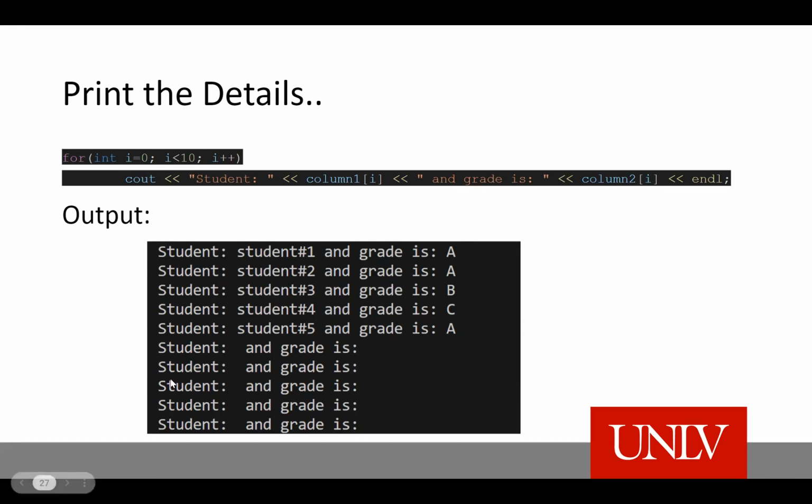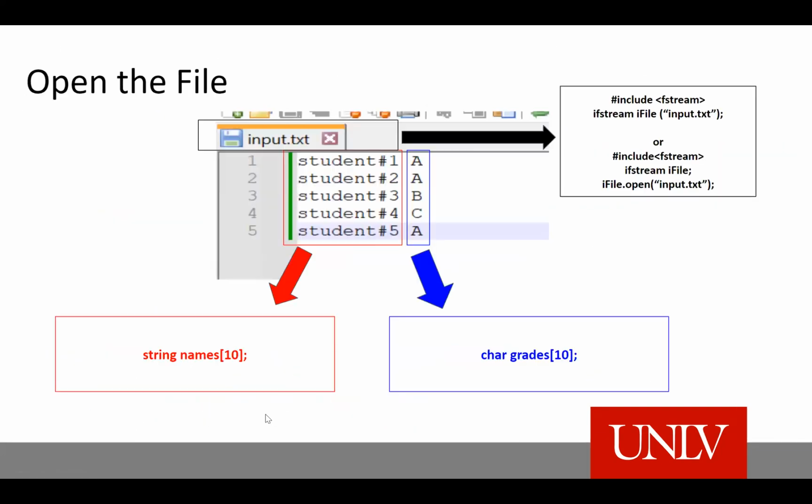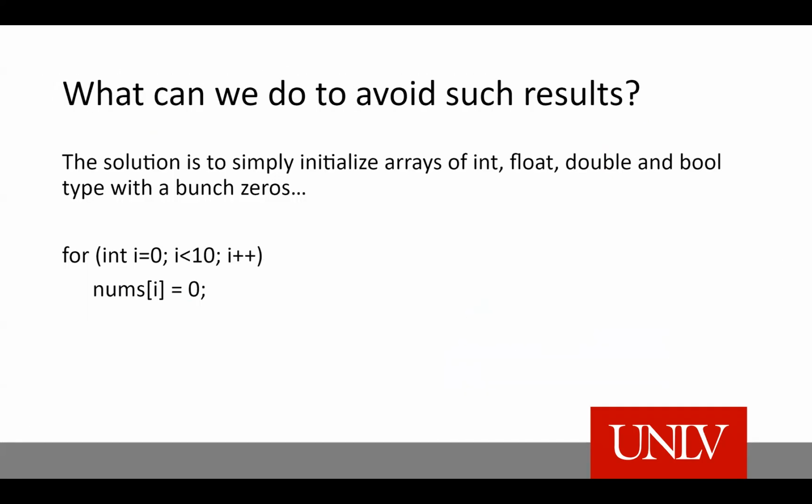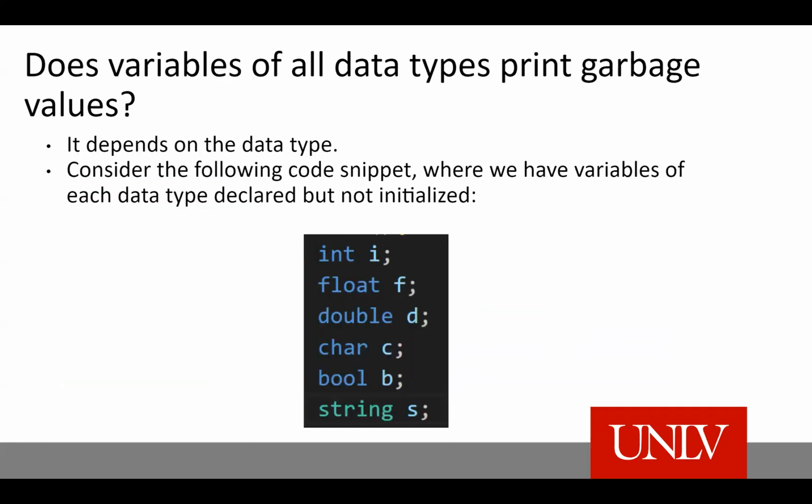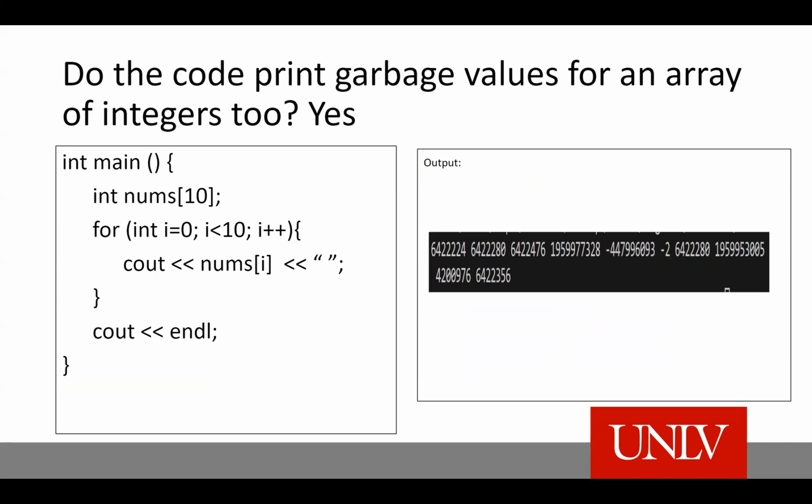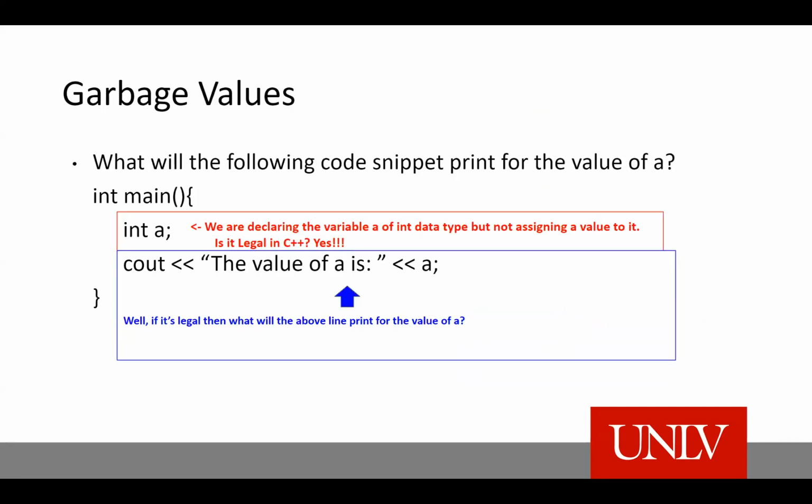Since students 6, 7, 8, 9, and 10, or the index 5, 6, 7, 8, and 9, are not touched or not explicitly set in my code, they are empty or null values. This is how I can use files to read into parallel arrays. And this is how garbage values are going to affect our code if we do not anticipate handling garbage values in our code.